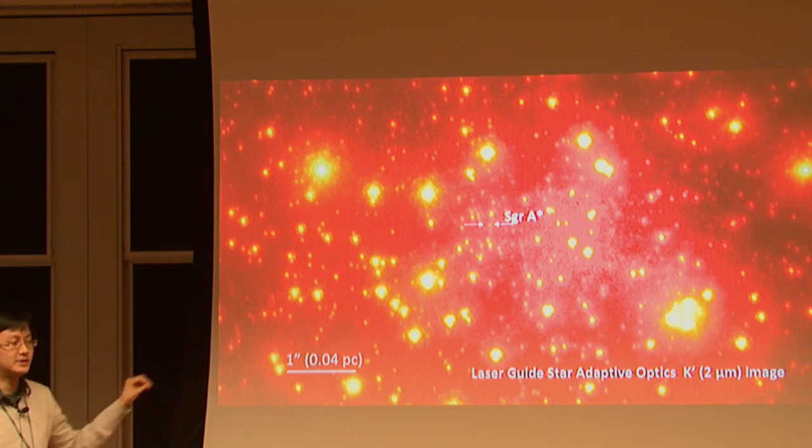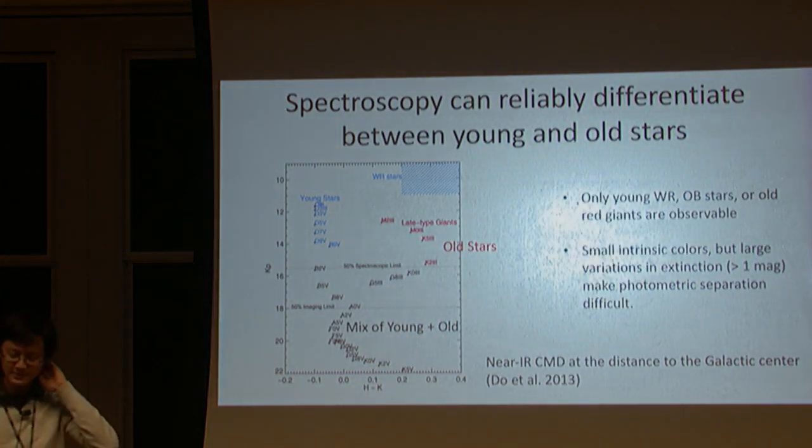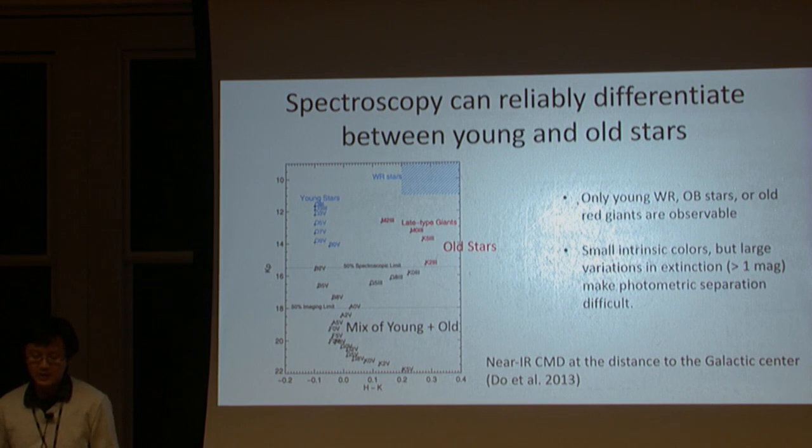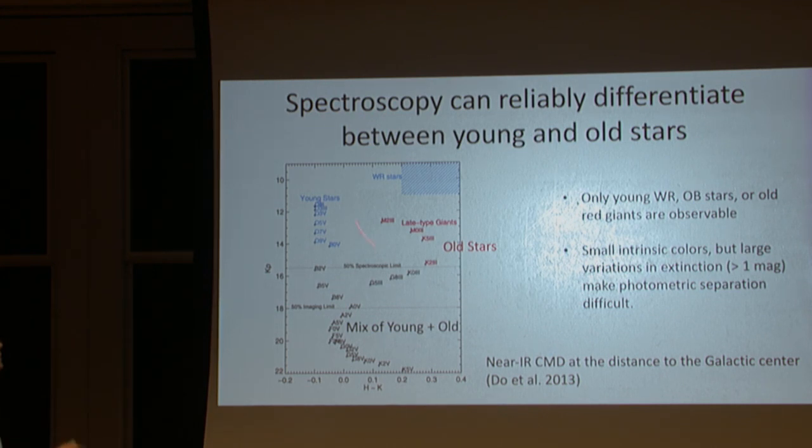So this is an adaptive optics image taken at Keck. You can tell this is Sagittarius A star in between these 2 points. What adaptive optics, and especially spectroscopy, lets you do is to separate out the different populations at the galactic center. Like I said previously, there are both an old population and a young population. With spectroscopy, you can separate out these 2 types. With colors alone, it's really difficult because this H minus K color is very small, and the extinction is very large and has very large variations.